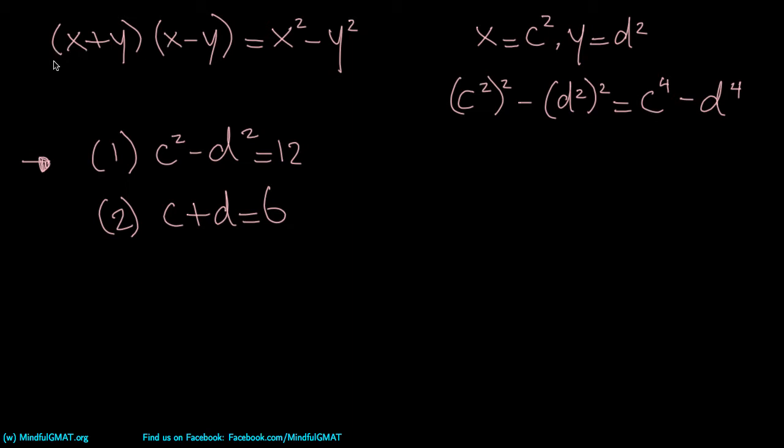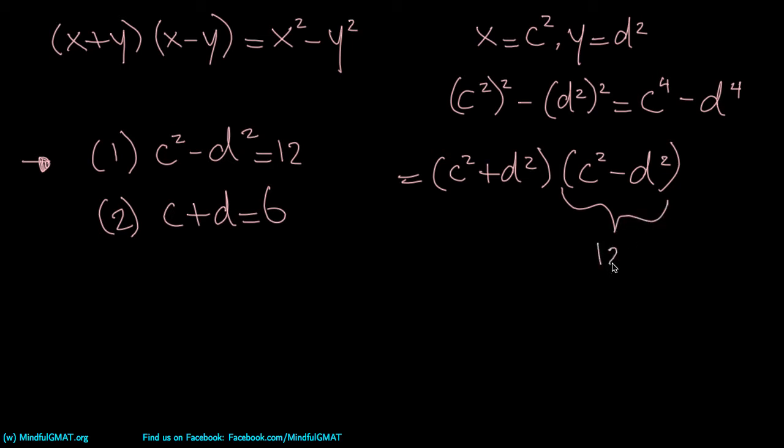Now, if we fill in the left-hand side of this mathematical property, we get (c squared plus d squared) times (c squared minus d squared). Your first piece of information tells you that this is 12. But you don't know anything about c squared plus d squared. Therefore, you cannot know the value of c to the power 4 minus d to the power 4. So the first piece of information is not sufficient to answer the question asked.